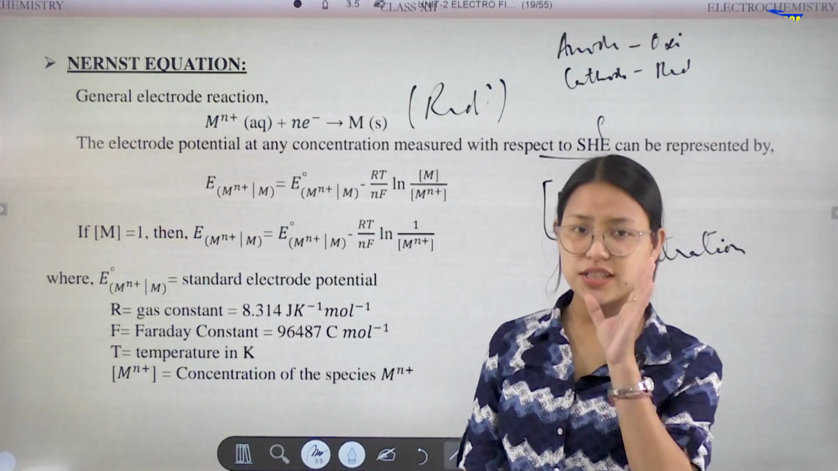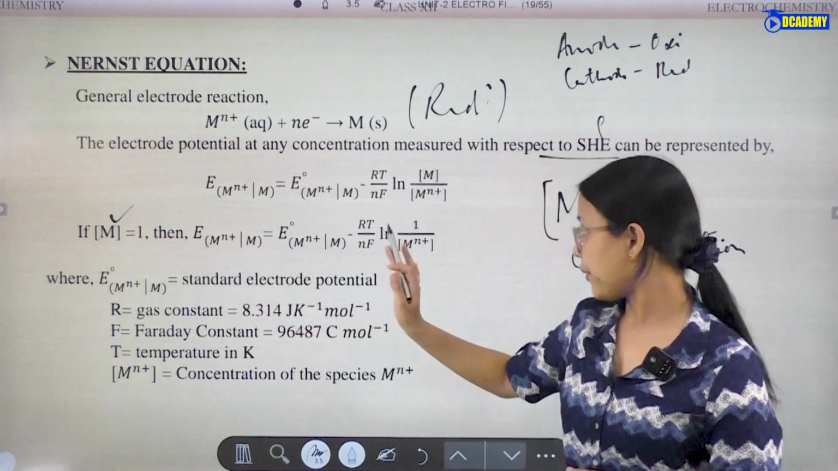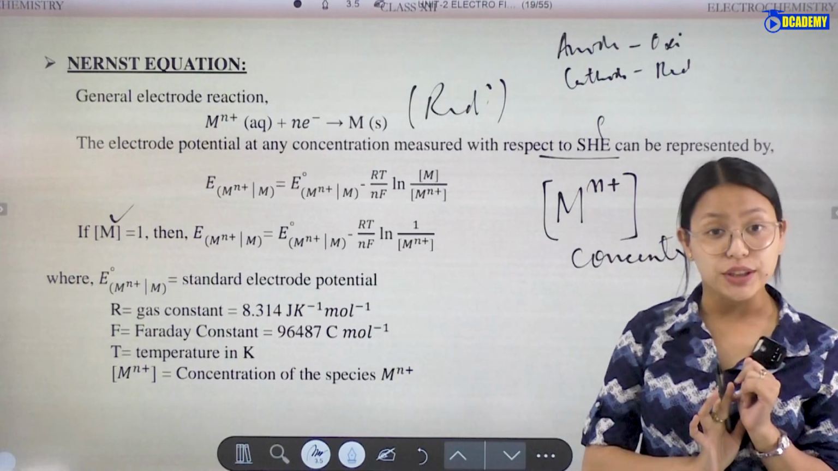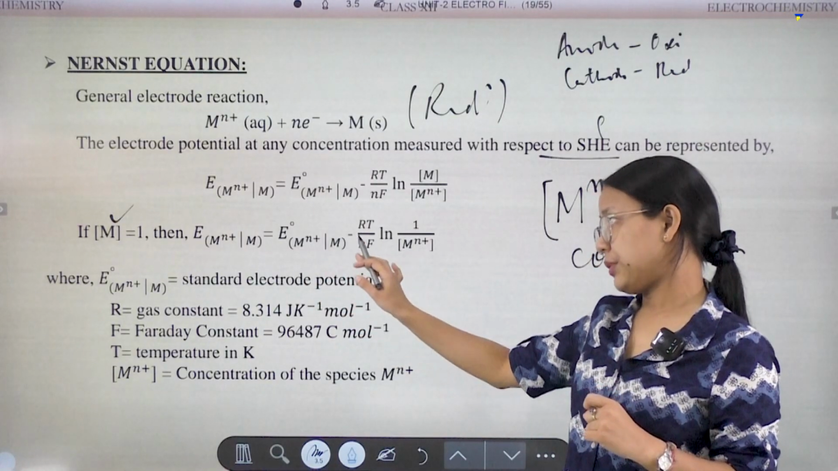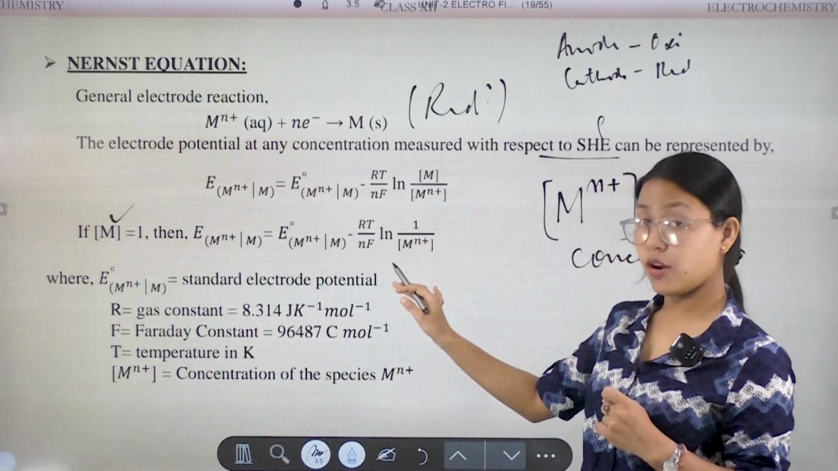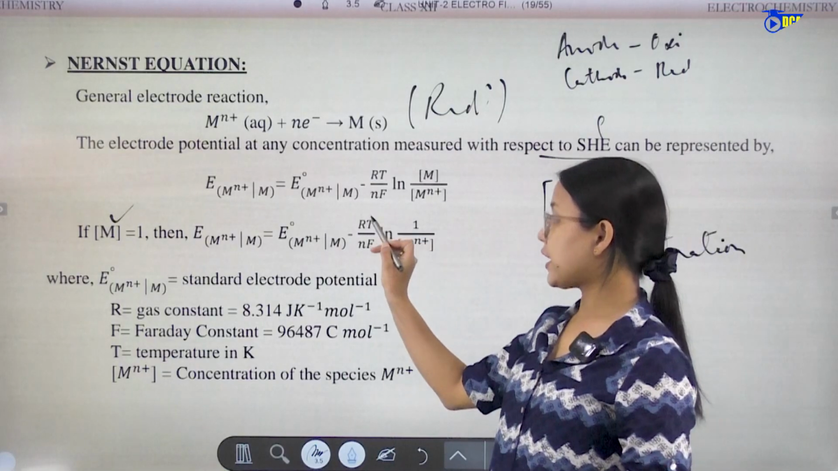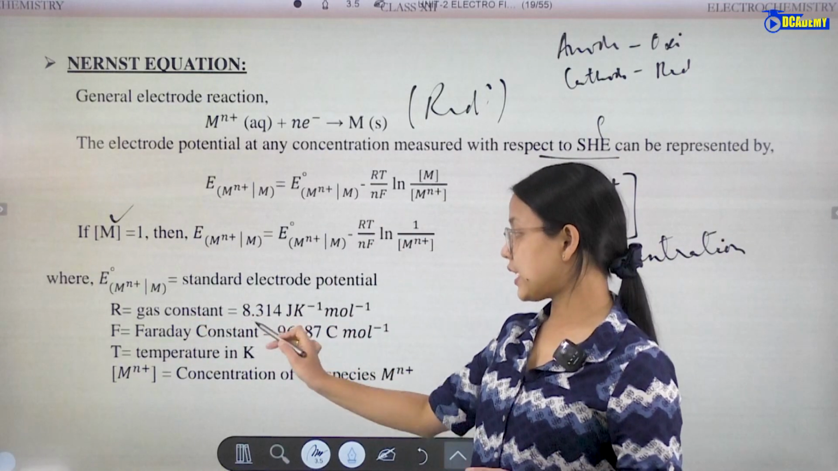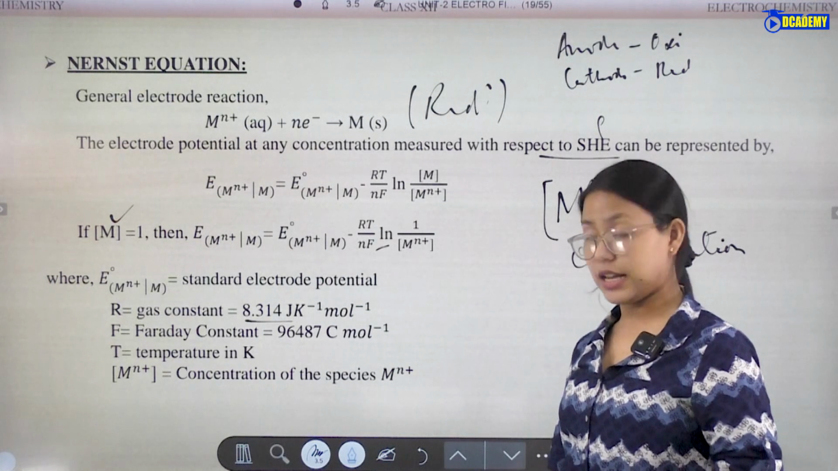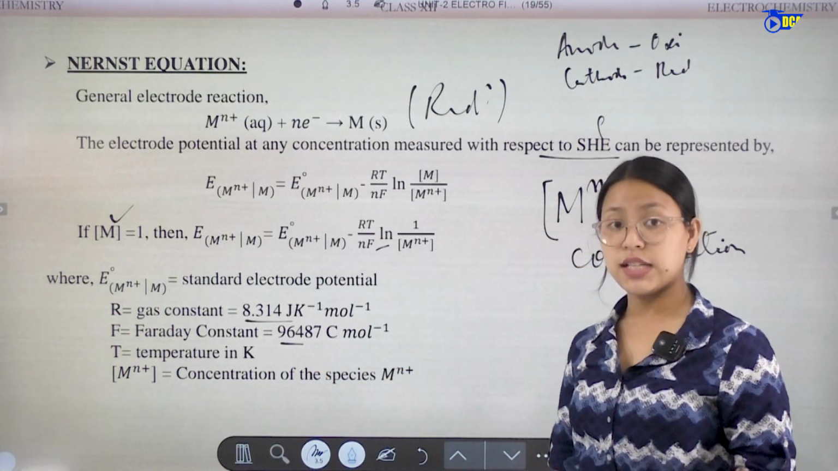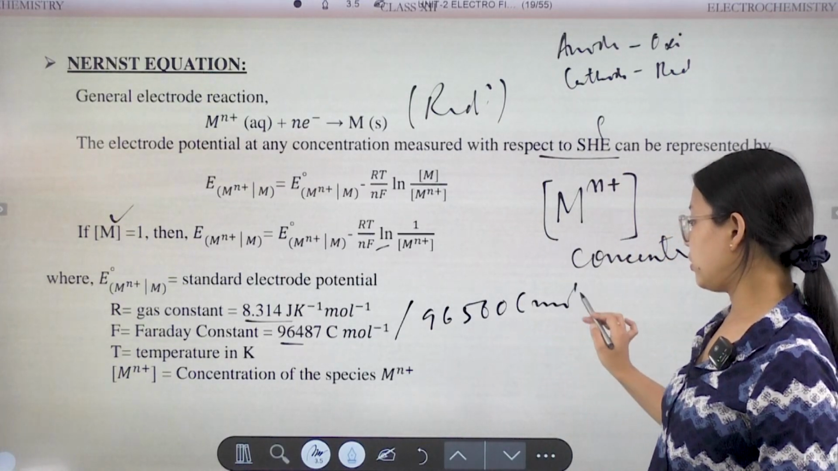So, concentration term. If the concentration of M^(n+) is given, the Nernst equation is E = E° (M^(n+)/M) − (RT/nF) log (1/[M^(n+)]). Here R is the gas constant, with the value 8.314, and F is the Faraday constant, whose value is 96487, or approximately 96500 coulomb per mole.